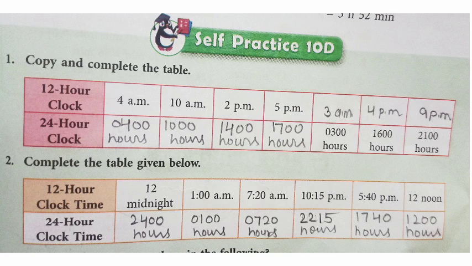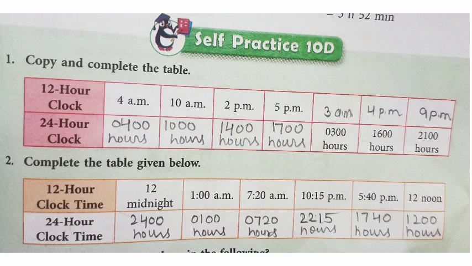If it were 1 p.m., so what do we write? For 1 p.m. we write 1300. I told you already. Similarly 7:20 a.m., 0720 hours. Hours everywhere will be written. I told you already. Then we have 10:15 p.m. and I told you whenever we have p.m. we have to add 12 in hours. So 12 plus 10 gives you 22. So your answer will be 2215 hours.